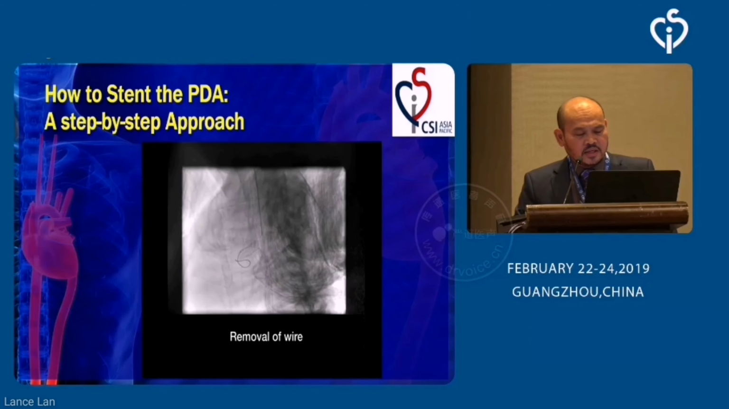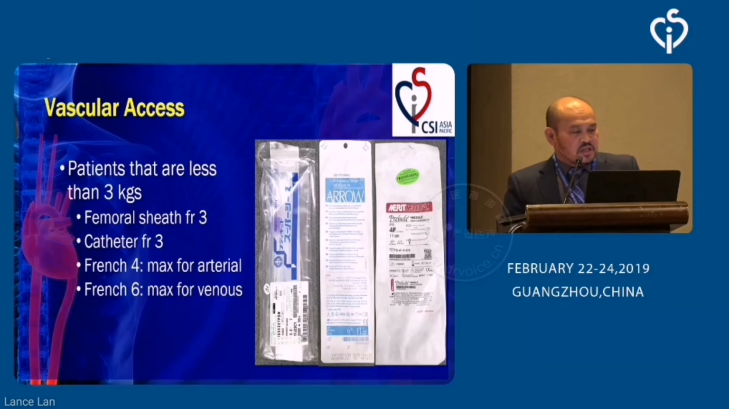So this is the simpler case of PDA, wherein the PDA takeoff is a small angle from the descending aorta. The first tip is, of course, you start with vascular access. We have an institutional protocol of 3 below 3 kilograms: a French 3 sheath for neonates and young infants less than 3 kilograms, and a maximum French 4 for arterial catheterizations and French 6 for the venous side.